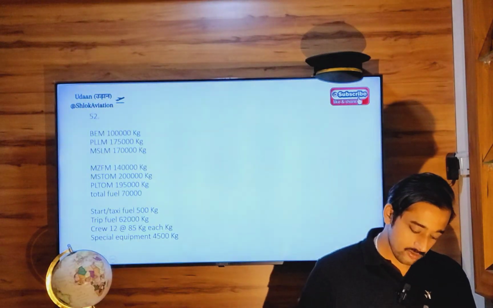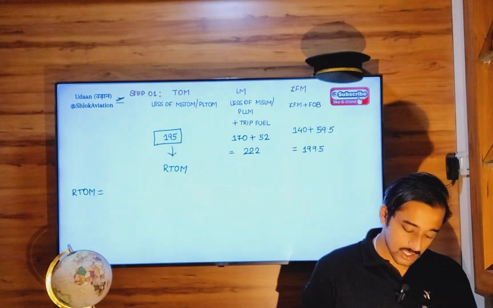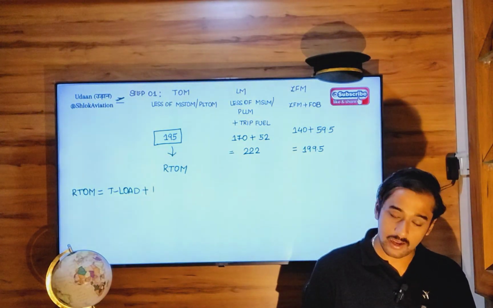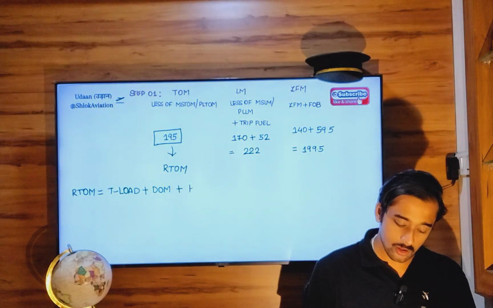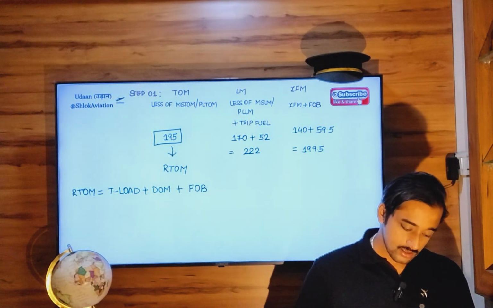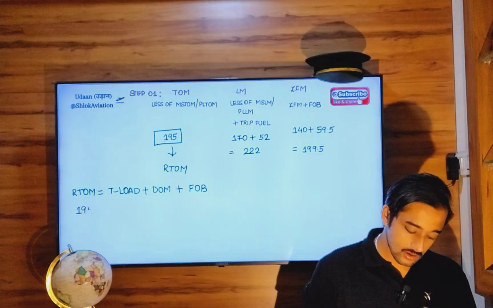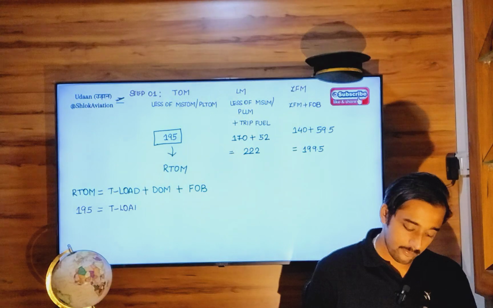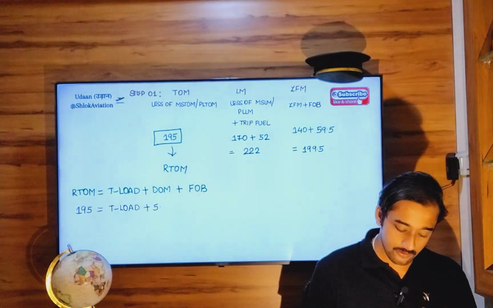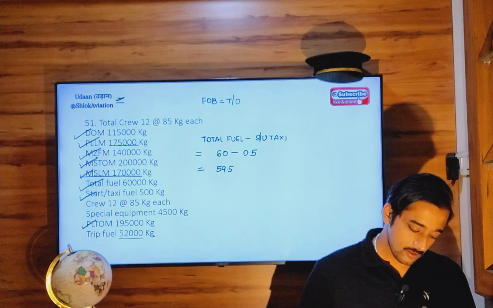Now regulated takeoff mass equals traffic load plus dry operating mass plus fuel on board. Therefore, 195 equals traffic load plus 59.5 plus dry operating mass 115.